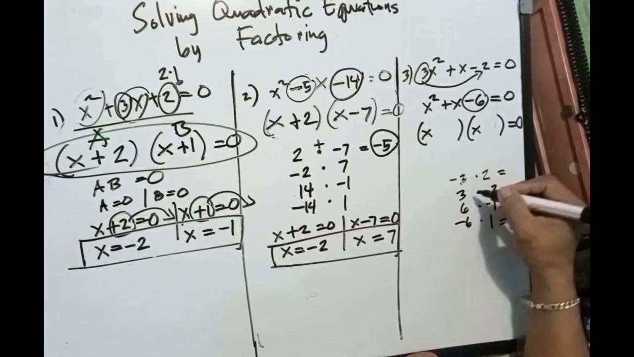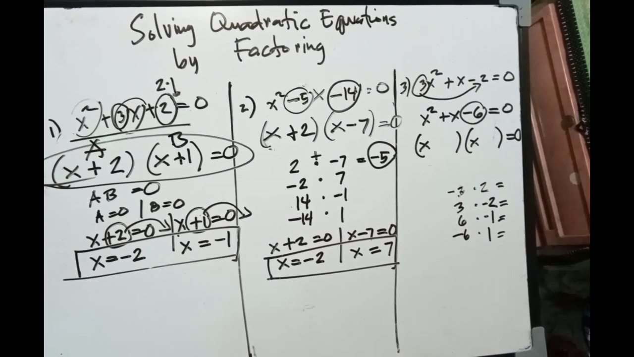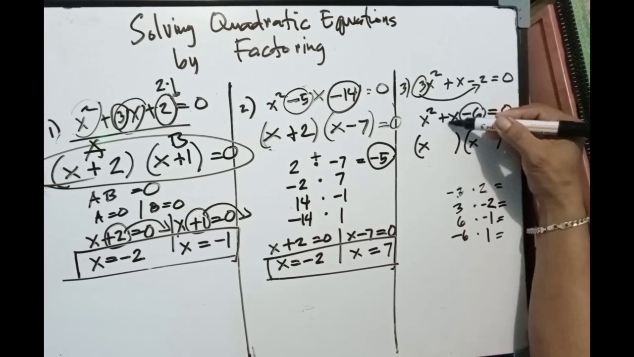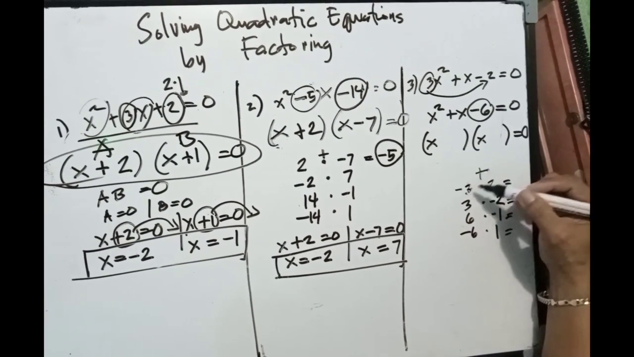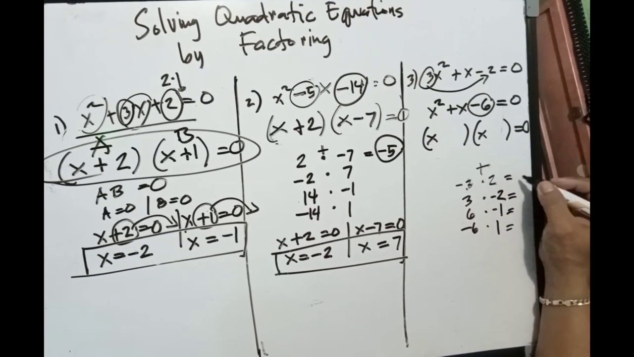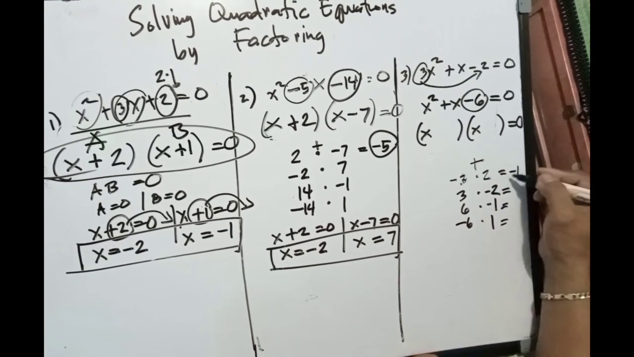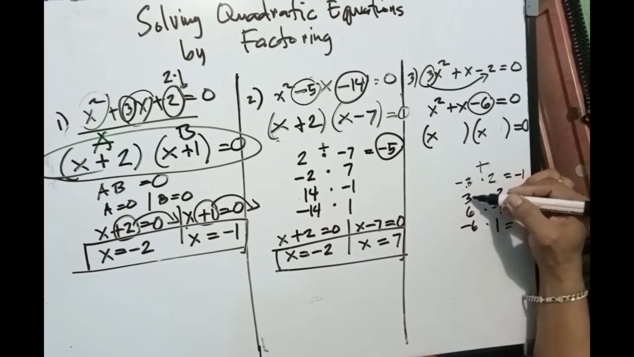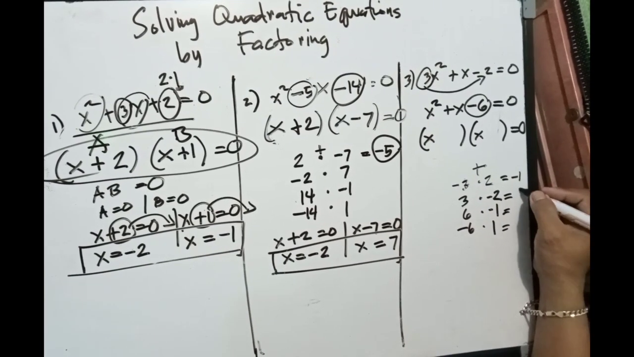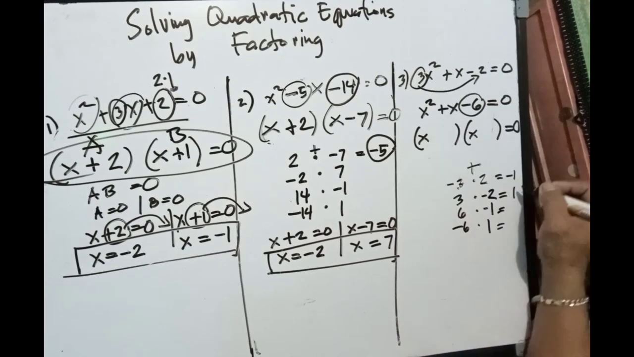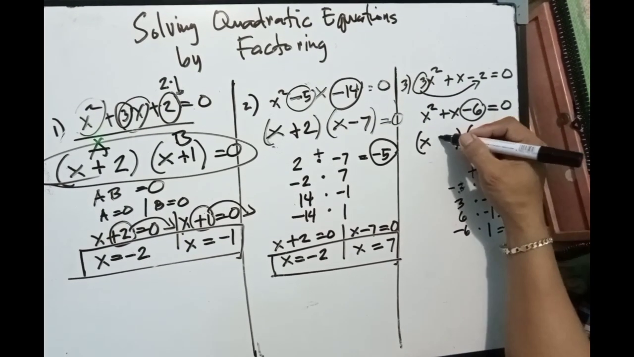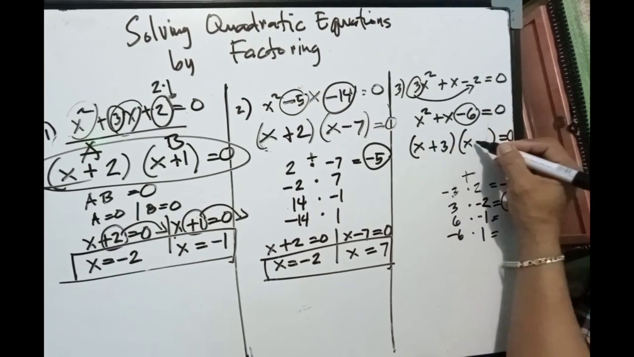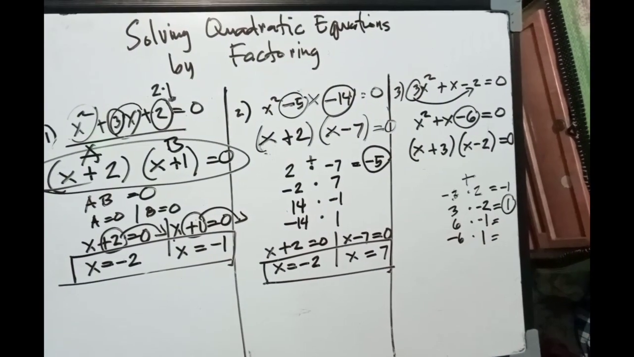Lahat, ang product niyan, negative 6. So, ang hahanapin natin, ang sum is 1. Let us add. Negative 3 plus 2, negative 1. So, hindi siya. 3 plus negative 2 is positive 1. Positive 1. So, ang gagamitin natin is 3 and negative 2. Let us use positive 3 and negative 2.